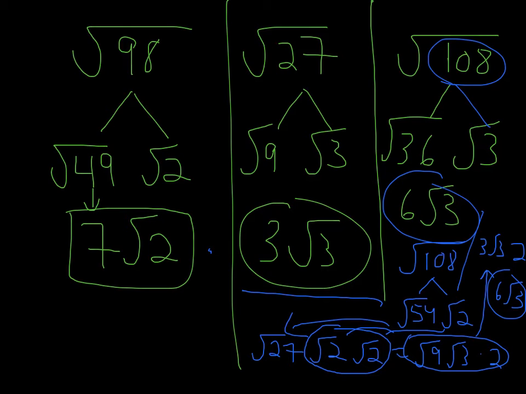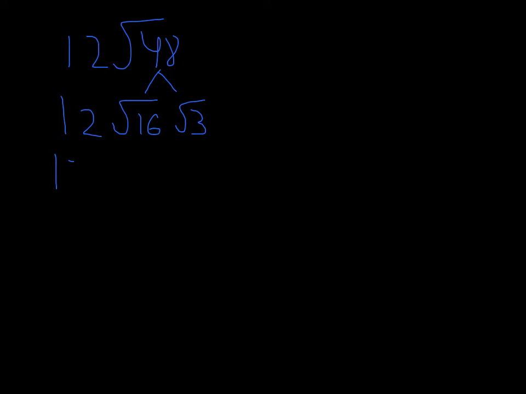Some other examples. 12 square root of 48. So again, I'm going to try to find the biggest perfect square. Well, for me, half of 48 is 24. It's not a perfect square. I keep going to the next perfect square, which is 16. So I break down the square root of 48, therefore, as square root of 16 times square root of 3. I just go from north to south. Square root of 16 is 4. Multiply like numbers, 12 times 4, both numbers without roots. So that's 48 radical 3.